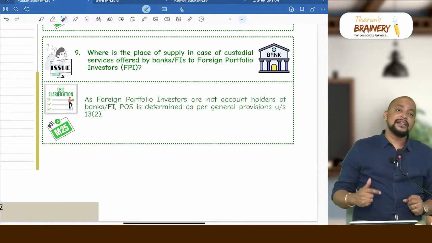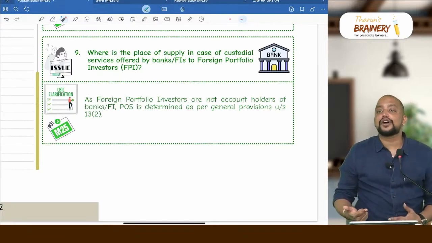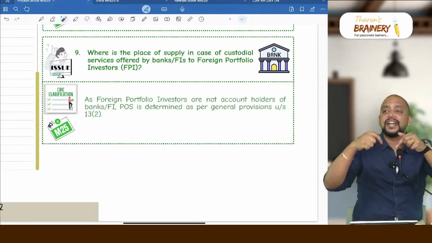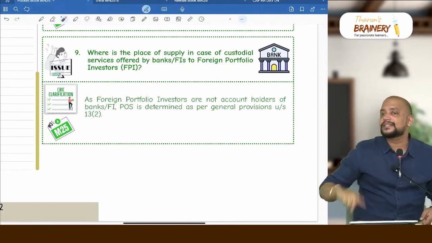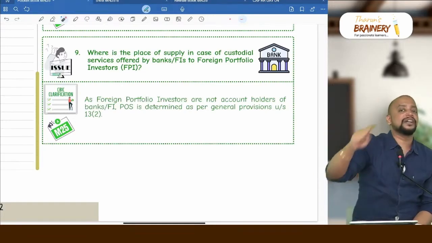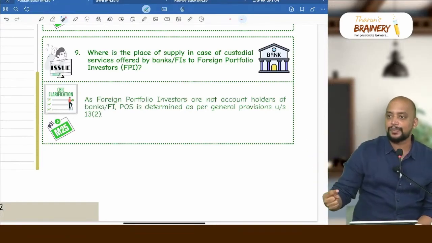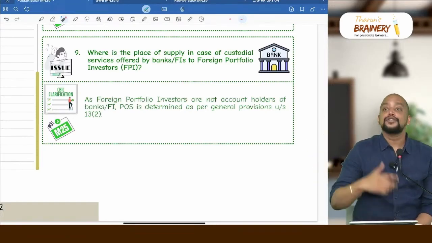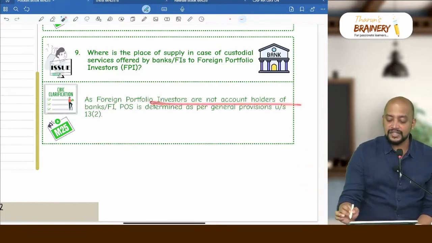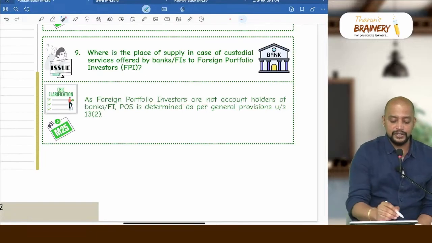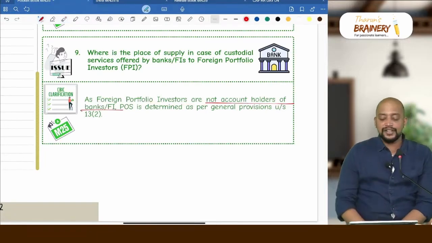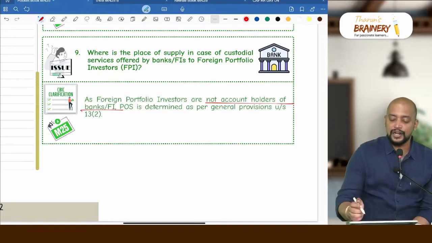And is this coming under banking services to account holders? No, because foreign portfolio investors will not be having any account with the bank. Yes, it's a banking service, but if you see only banking services to account holders, place of supply will be location of supplier, as it is not to account holders. So general provisions, got it? Say this: as foreign portfolio investors are not account holders of banks or financial institutions, place of supply is determined as per general provisions.